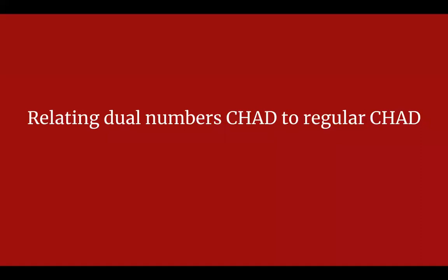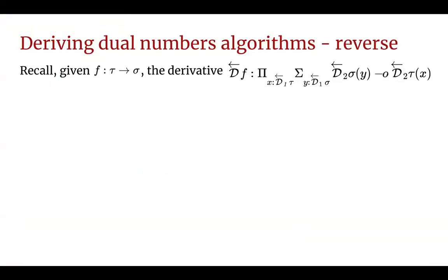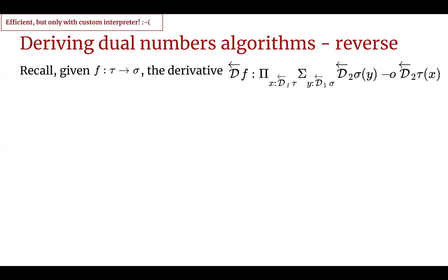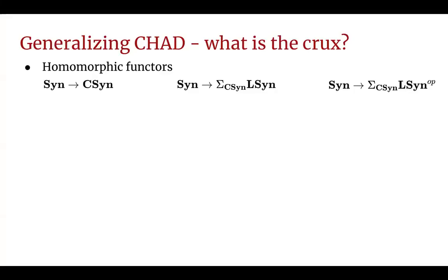I had some slides here about how dual numbers AD precisely relates to non-dual numbers AD, but I'm going to skip those and just conclude. I'd like to zoom out a little bit more. So what's this about? What have we been doing? To which extent have we been doing automatic differentiation?